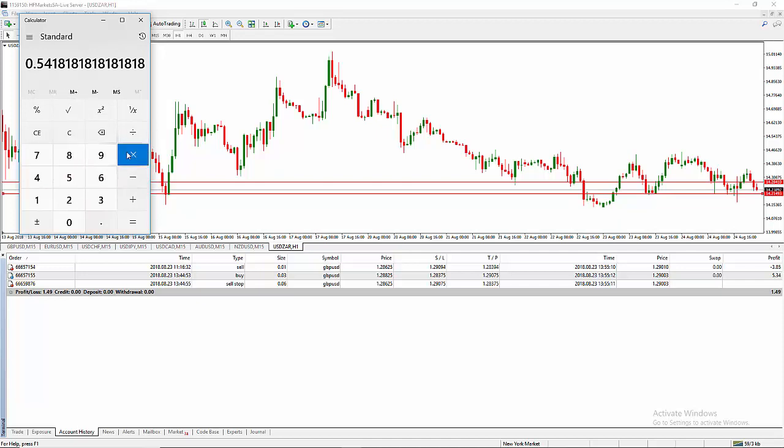Okay, let's say we are managing half a million rand. We multiply this by half a million rand, sorry, and divide it by 100. That means this is going to give us 2,709 rand for the whole month.